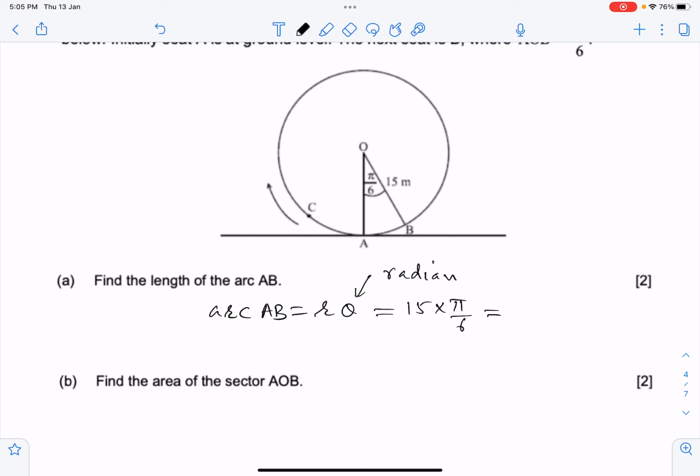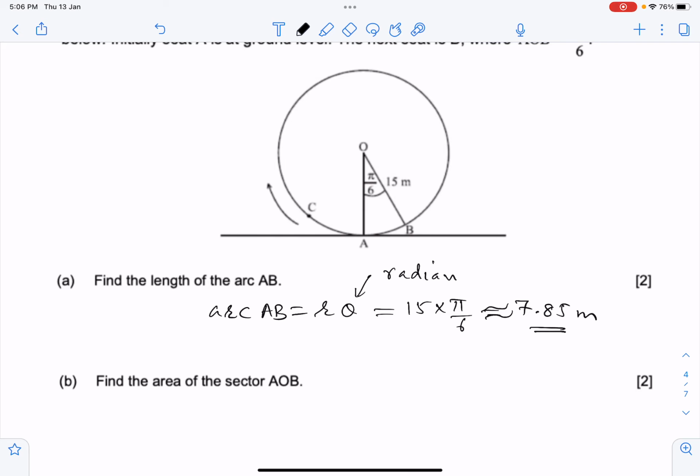Now 15 multiplied by pi divided by 6. So my answer is 7.85. Okay. So approximately 7.85 meters is the value of arc length.